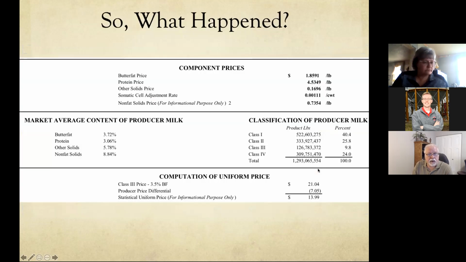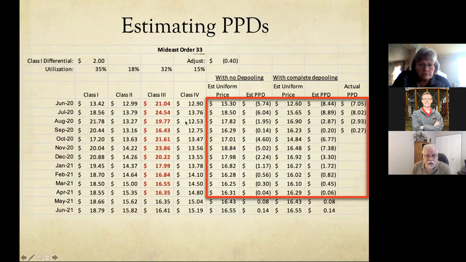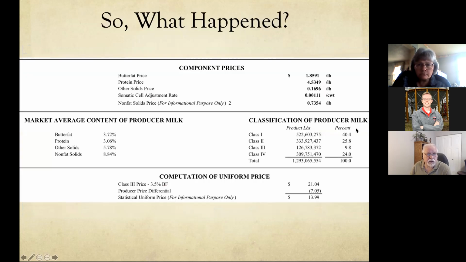What actually happened out here? Well, let's take a look. This was for this July month, where you actually had a negative $8 PPD. Let's take a look at what the calculations were by order 33. The uniform price was about $14. The PPD was negative $7. Excuse me, I guess this was the month before. Sorry about that. And the class 3 price was $21. So that's where we get the negative values from.